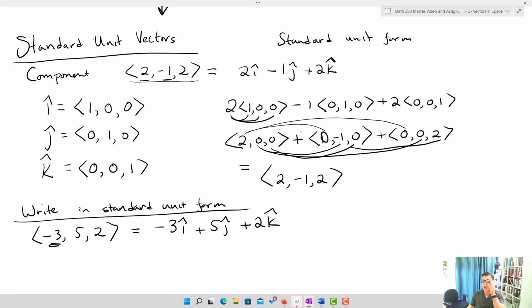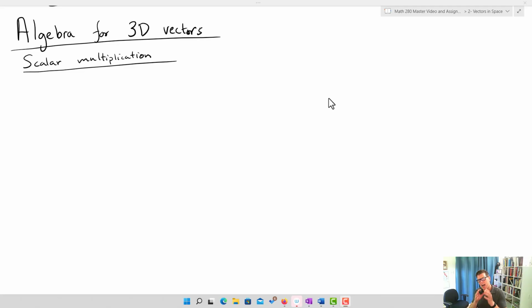Now, what we're going to do now is we're actually just going to do some algebra. It's going to very much piggyback on what we did in 2D. So now let's look at algebra for 3D vectors. And we'll start out with scalar multiplication. Remember, a scalar is simply a number that either compresses or expands a vector, okay? And it works like multiplication. In fact, it works like distribution in a lot of different ways.